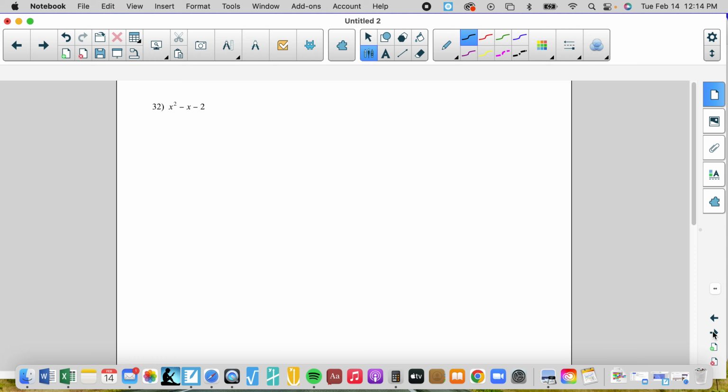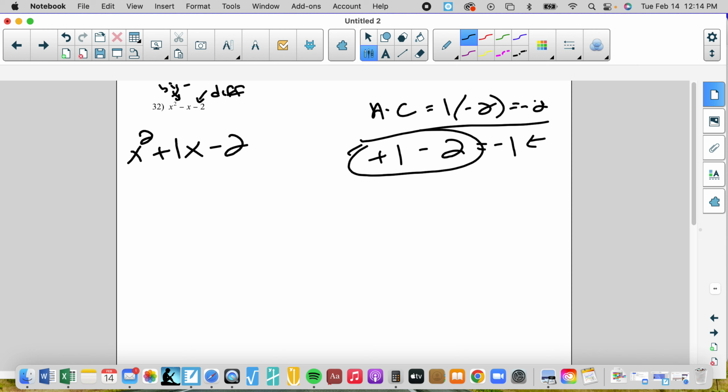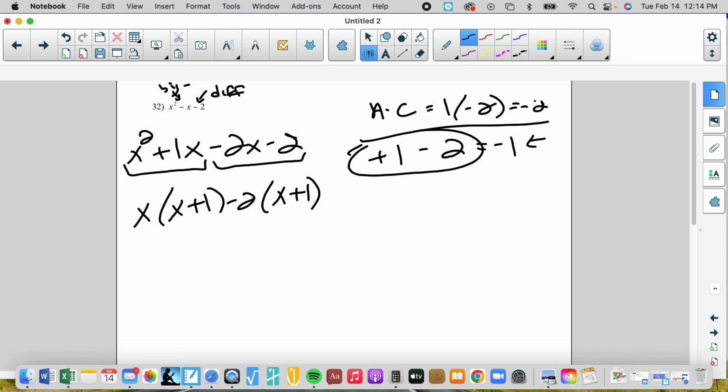2 is not a perfect square, so we're going to do a times c. 1 times negative 2 is negative 2. Factors of 2 are 1 and 2. Signs are different. Bigger is negative, so negative, positive, negative 1. That equals my middle, so I'll use those two. X squared plus 1x minus 2x minus 2. Factor out an x, you get x plus 1. Factor out a negative 2, and you get x plus 1. X plus 1, x minus 2.